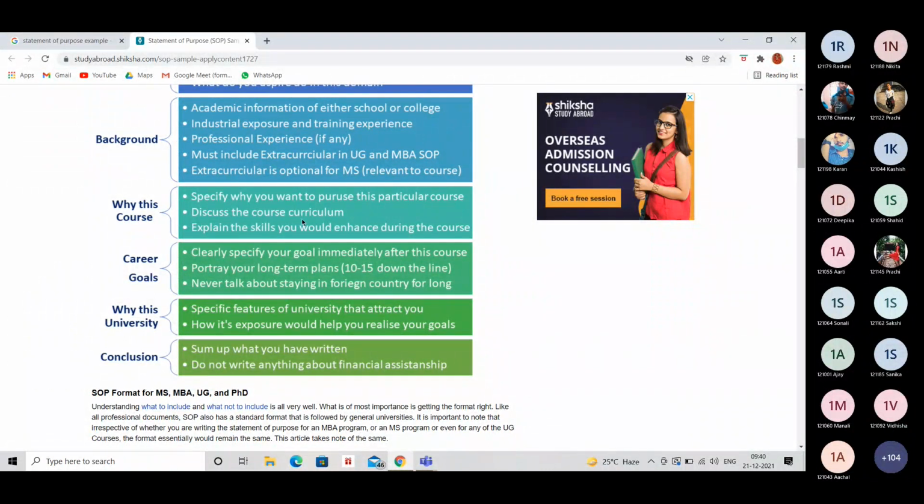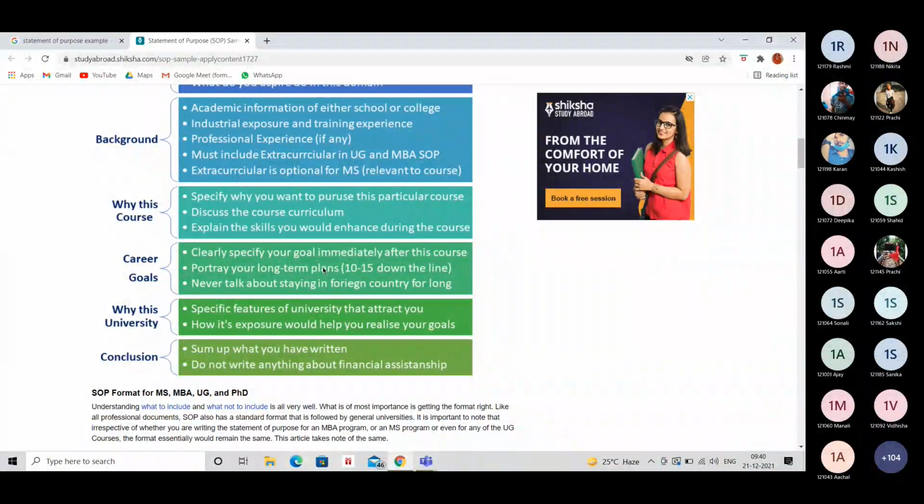Then specify why you want to pursue this particular course. Discuss the course curriculum. What is the curriculum like? What has interested, what has drawn your attention in this particular field? Then explain the skills you would enhance during the course. What kind of skills are you going to gain by joining this course? Very important. Clearly specify your goal immediately after this course. Very important. Specify your goal after this course.